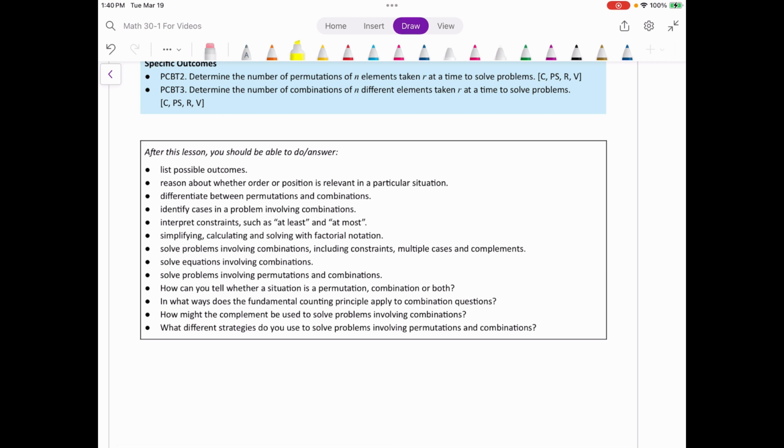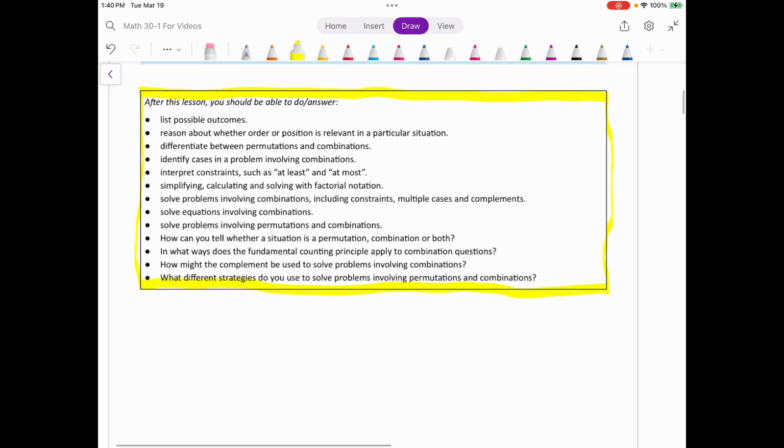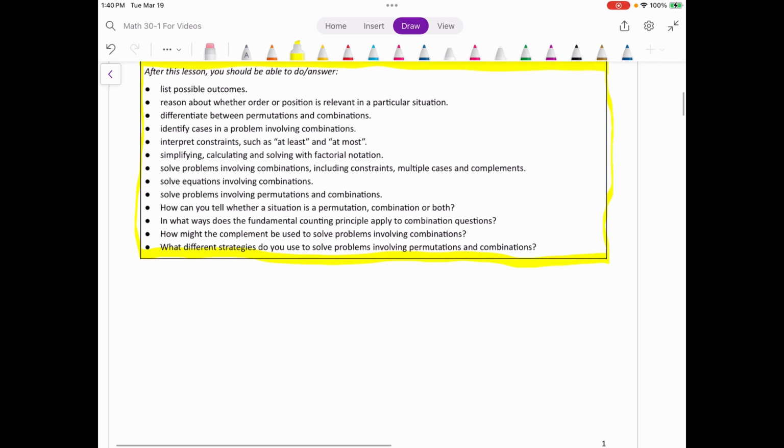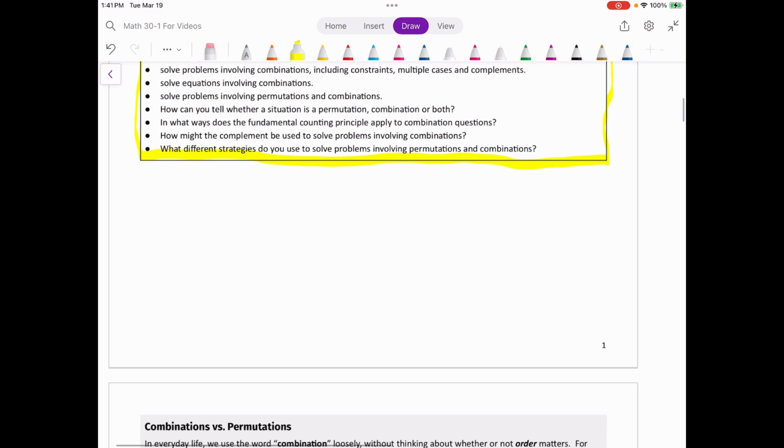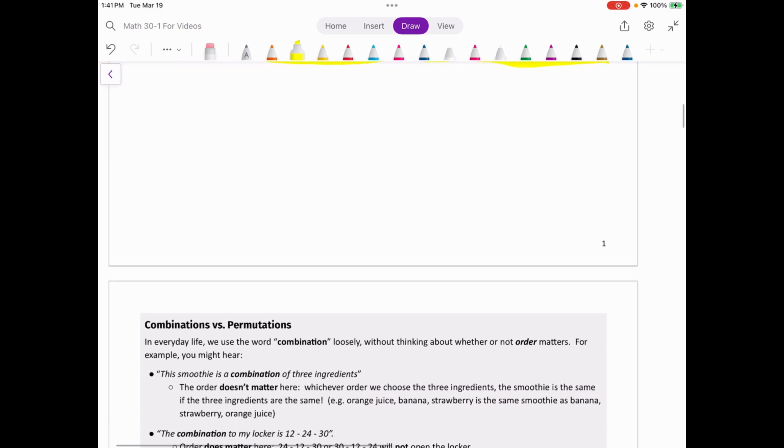So as always, here are the big ideas, the main skills, the main questions we're hoping to be able to answer after this lesson. So you can use this as a little checklist to check in with yourself at the end, right? What are you feeling pretty good about? What do you maybe need a little more practice with and or need to reach out to me about? But without further ado, let's jump in.